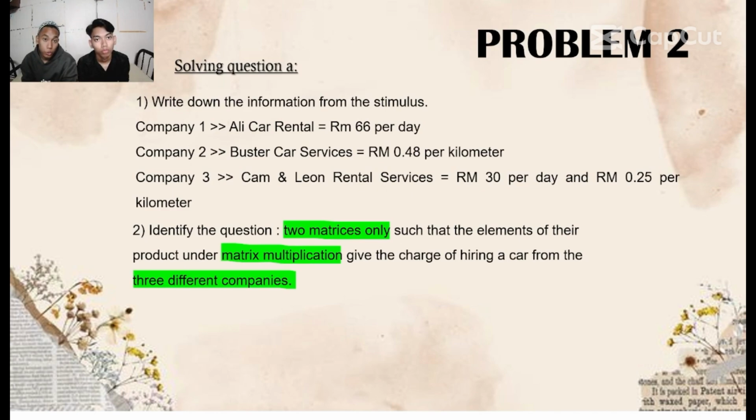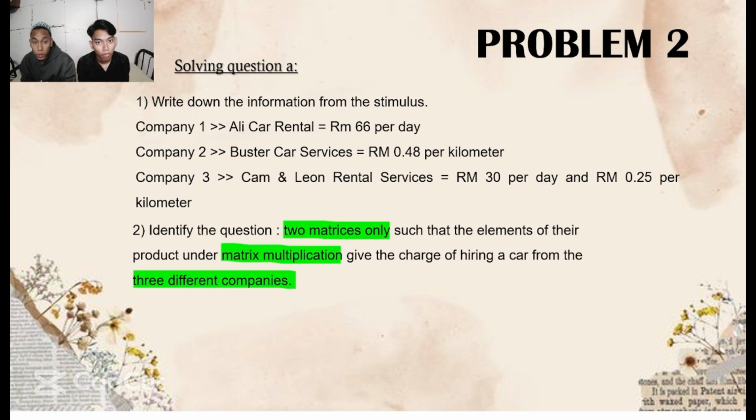So now let's see how to solve question A. For the first way, we need to write down the information from the stimulus. As we can see, I have written down the information from the stimulus, which is: company one is Ali Car Rental, RM 66 per day. Then company 2, Buster Car Services, RM 0.48 per kilometer. And then company 3, Cam and Leon Rental Services, RM 30 per day and RM 0.25 per kilometer.